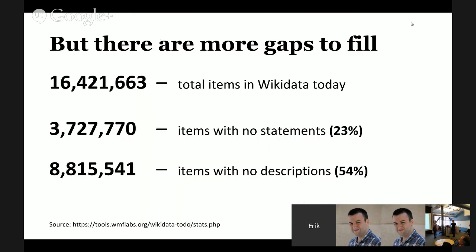Slide. But Wikidata is awesome, but there's a lot of work to be done to make it even more awesome. So these are just some numbers from Wikidata stats, and you can see we've got a ton of information already. 16 million things are in Wikidata today. I won't get too much into detail about what statements and descriptions are, because Wikidata ontology will melt your brain. But I'll show you a few examples of what it means when I say that there are 3 million things with no statements and 8 million things with no descriptions.